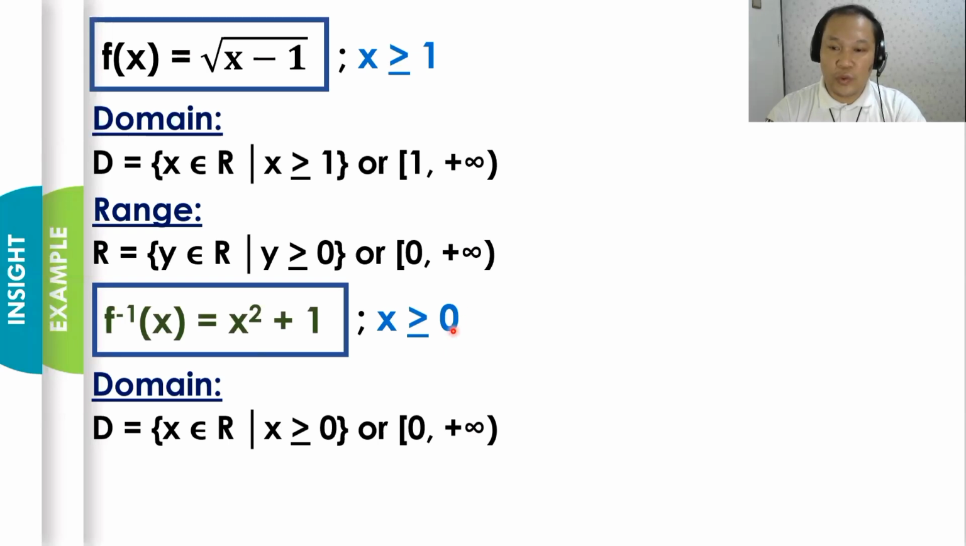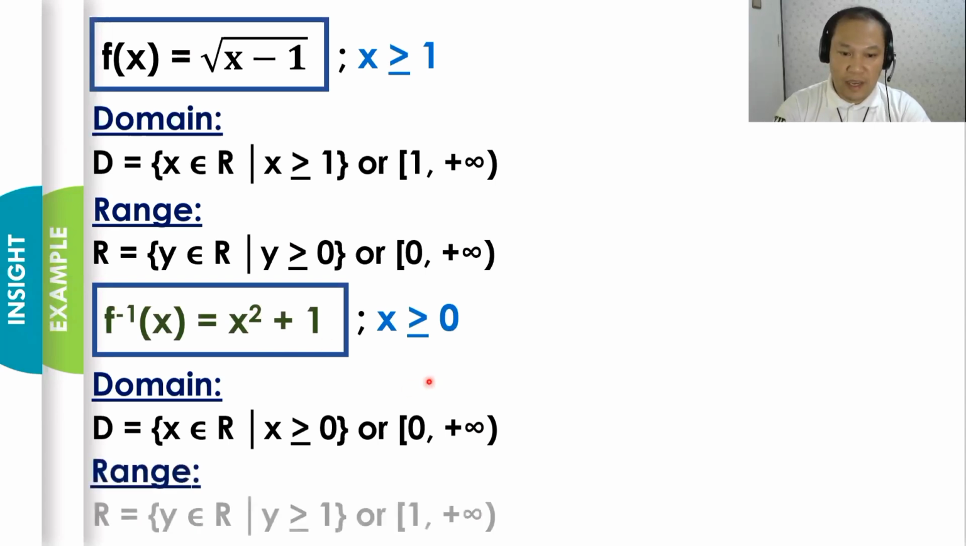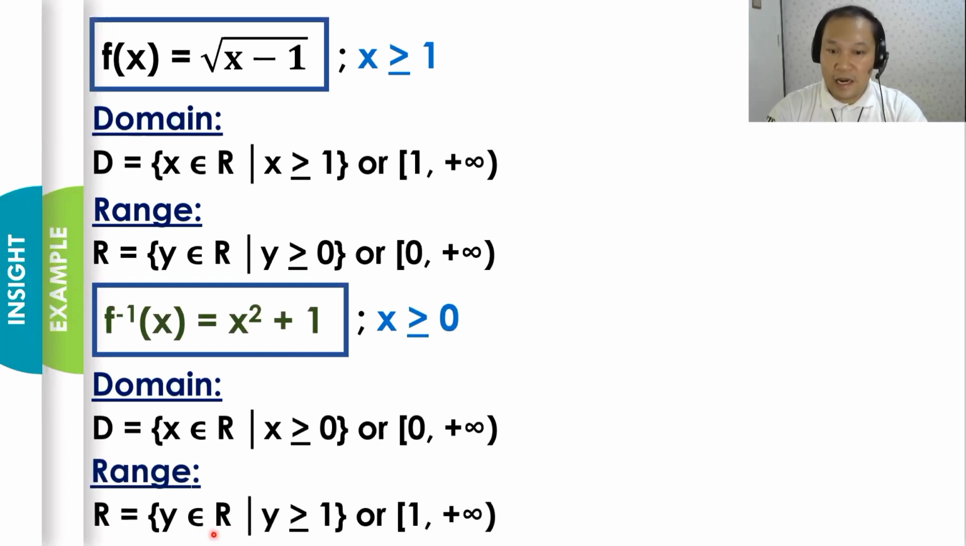And if we replace or substitute x by 0, then 0 squared is equal to 0, plus 1, the answer will be 1. Therefore, the minimum output for y will be positive 1. Thus, the range will be y is any real number such that y is greater than or equal to positive 1. Or by notation, we have 1 open bracket to positive infinity close parenthesis.